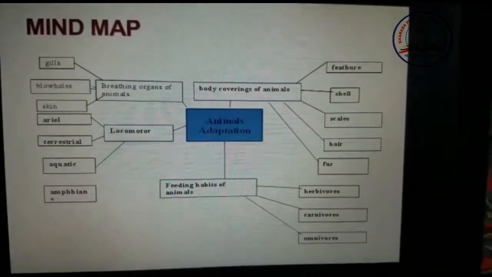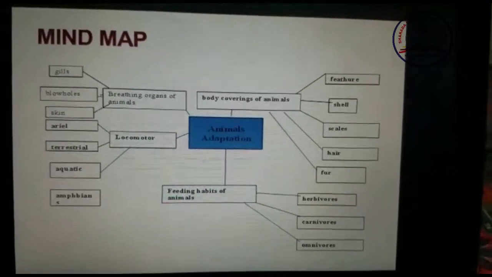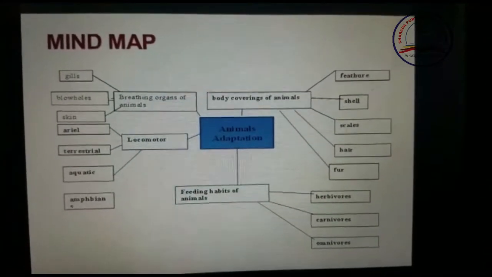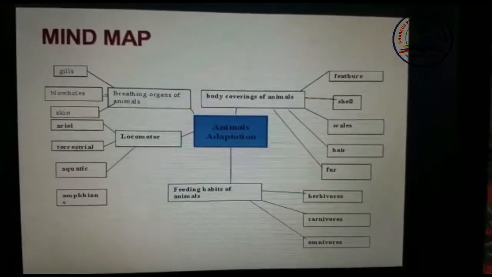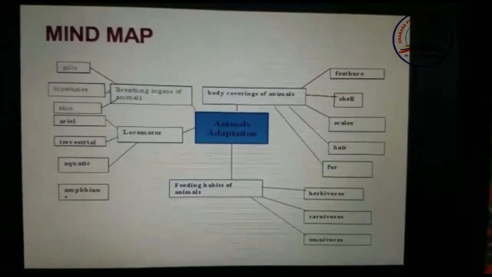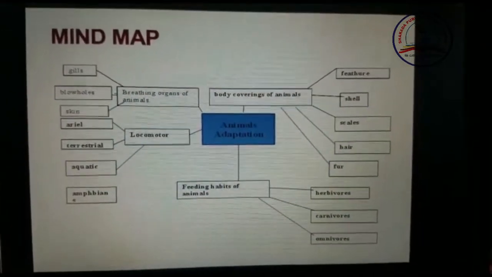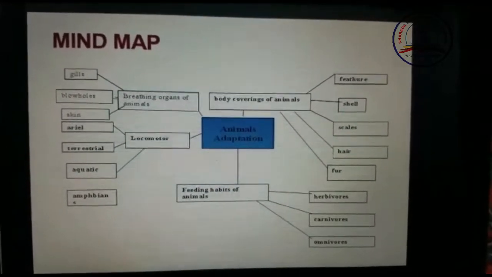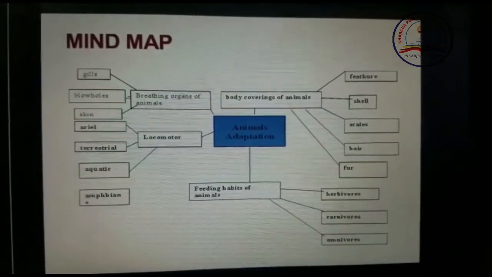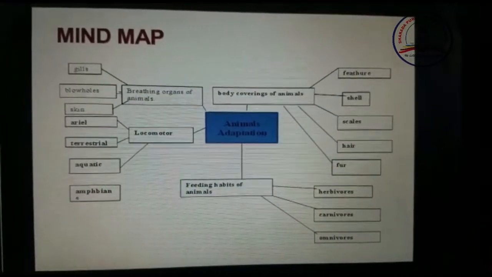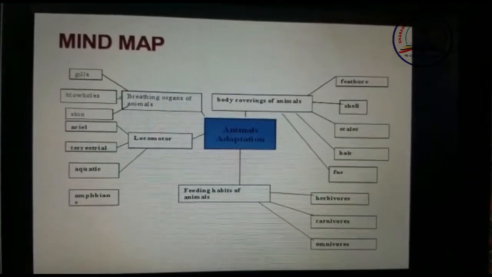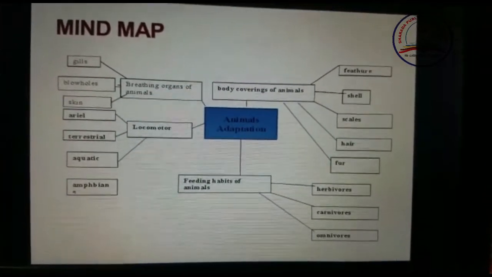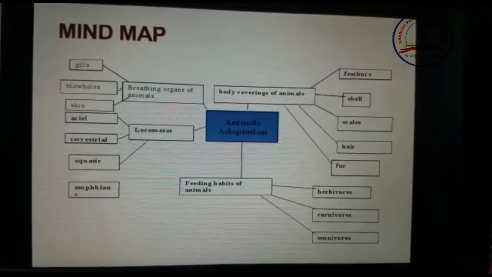Feeding habits of animals. Herbivorous: the animals which eat only plants and grass are known as herbivorous, for example cow and goat. Carnivorous: the animals which eat only flesh are known as carnivorous, for example lion and leopard. Omnivorous: the animals which eat both flesh and plants are known as omnivorous, for example the crow.